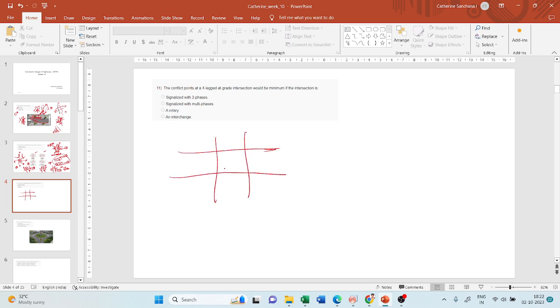Okay. So what is a conflict point? Let us take a four-legged intersection. And let us imagine that it has only one-way traffic. So vehicles will be moving only in this direction.